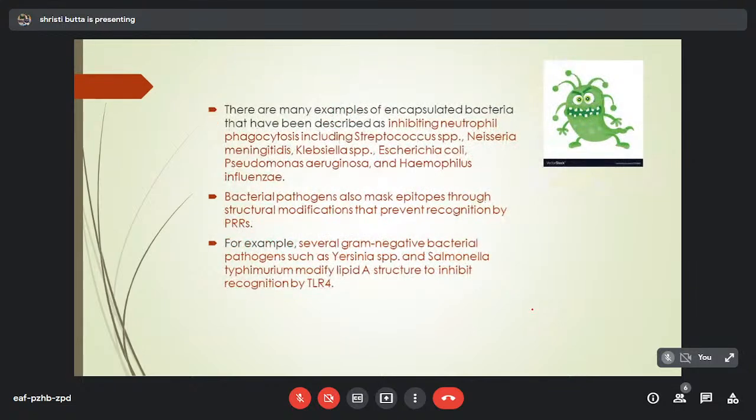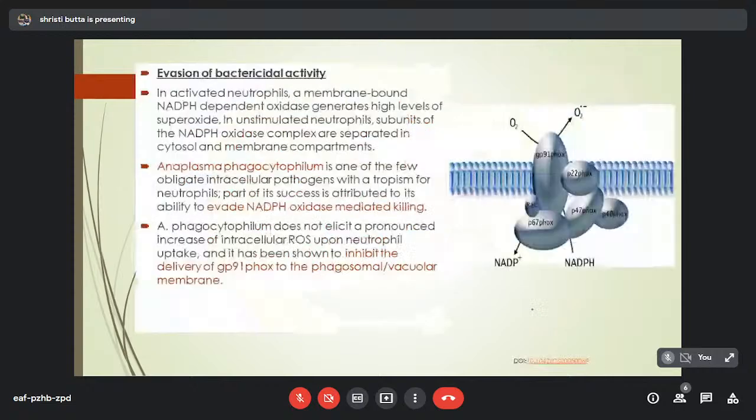There are many examples. Inhibiting neutrophil phagocytosis has been noted in Streptococcus, Neisseria, Klebsiella, E. coli, Pseudomonas, Haemophilus, etc. Bacterial pathogens also mask epitopes through structural modifications that prevent recognition by the pathogen recognition receptors, or the TLRs, present on the surface of the neutrophils. We also have several gram-negative bacteria like the Yersinia and Salmonella, okay, which modify the lipid A structure to inhibit the recognition by the TLR4 on the surface of the neutrophils.